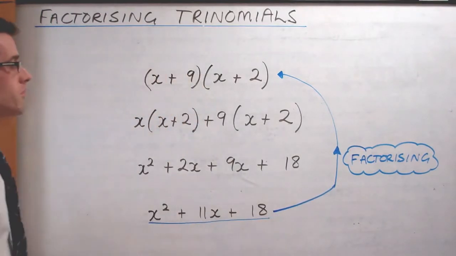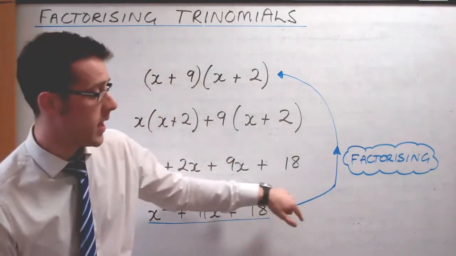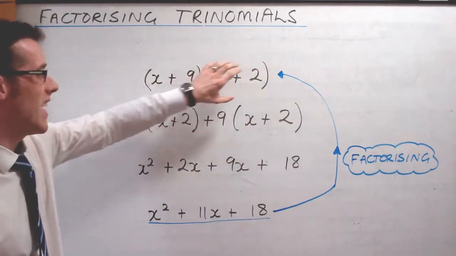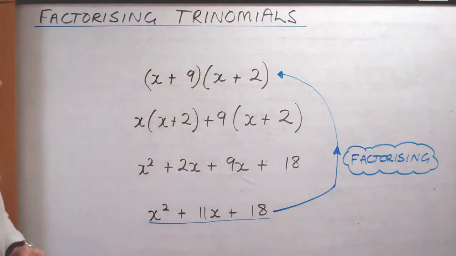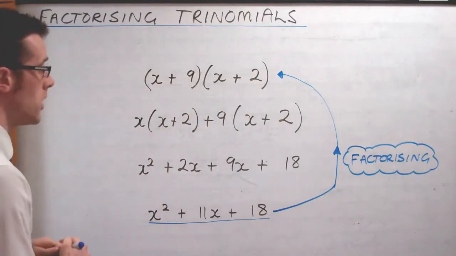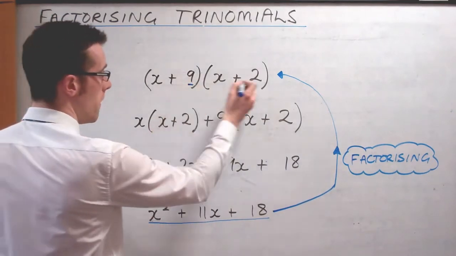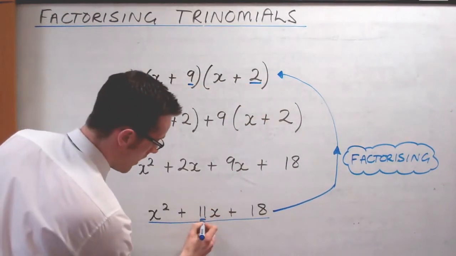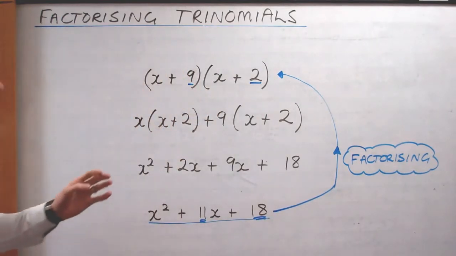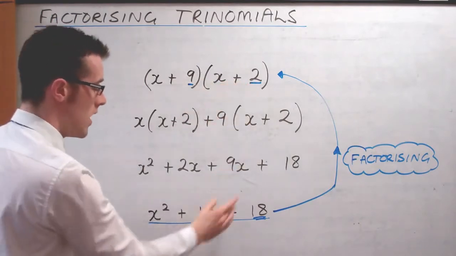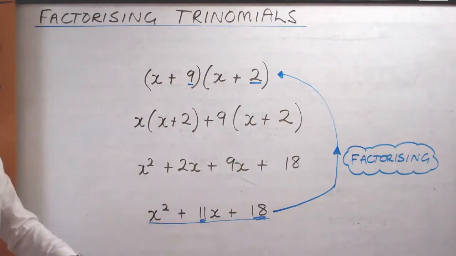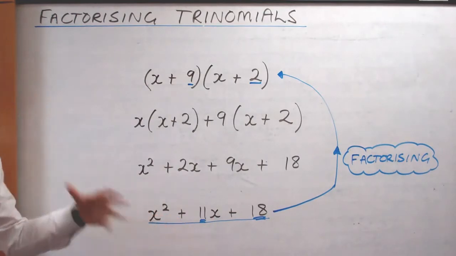Okay? Now, obviously, if we're factorising, we're going backwards, aren't we? So we're going from this line, and we're trying to get it back into its original brackets. That can sometimes be quite difficult, but what I want you to do just now is look at the 9 and the 2, and the 11 and the 18. Pause the video for a second and see if you can come up with a link between 9 and 2 and 11, and 9 and 2 and 18. I'll come back in a second once you've paused it, and we'll talk about that link.